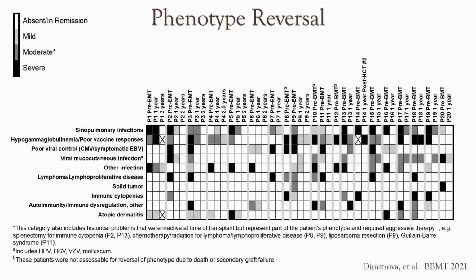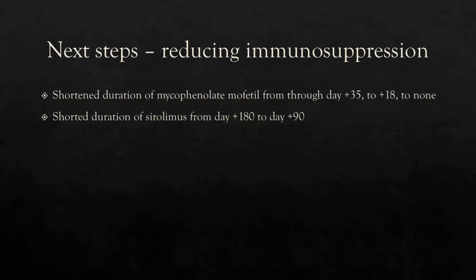We did see phenotype reversal as well, and this figure is in the paper, so you can look at it closer if you're interested, but basically it shows each patient's progression over time, what sort of immune and infectious and malignant manifestations they have, and the severity, where a white box to the right of each patient indicates that they've had phenotype reversal for that manifestation.